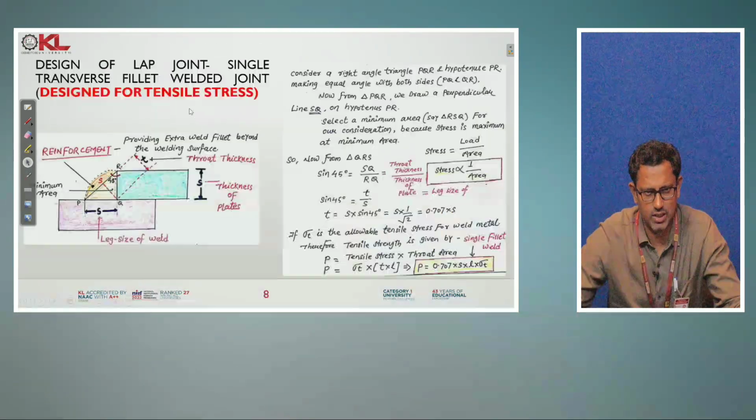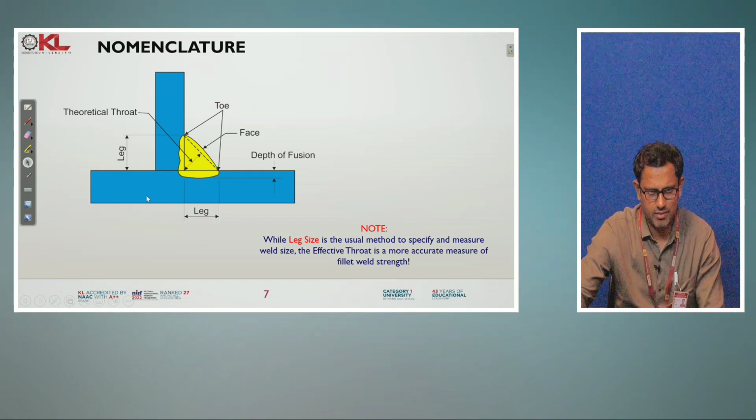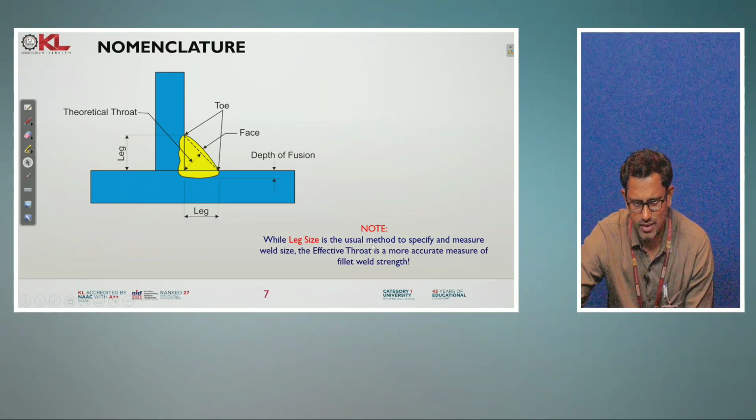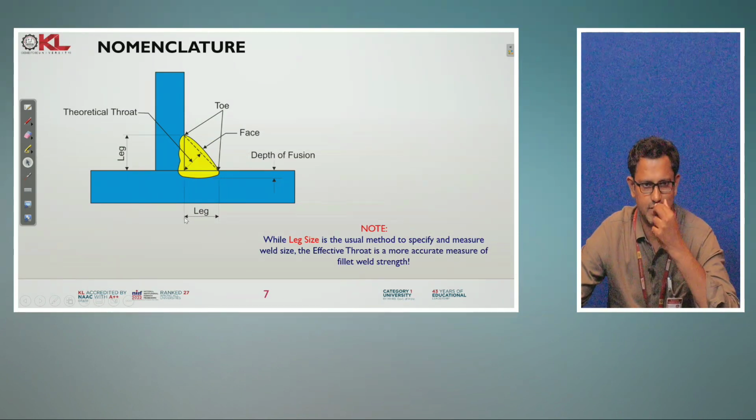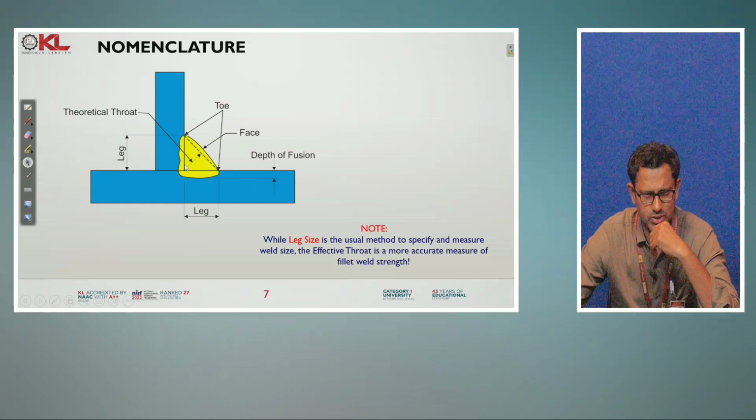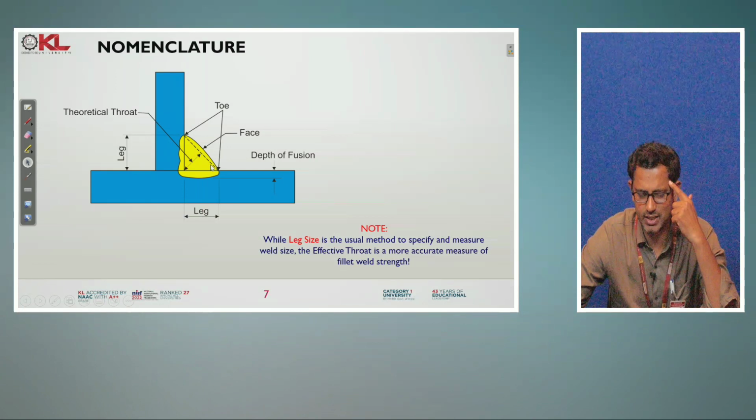So now coming to the nomenclature. The leg size is the usual method to specify and measure the weld size. If you want to know the weld size, you have to measure the length of the leg. And the throat thickness will give you the strength of the fillet welds. So one is leg, another is throat thickness. These two parameters you have to consider during the design of your parallel fillet and transverse fillet welds.